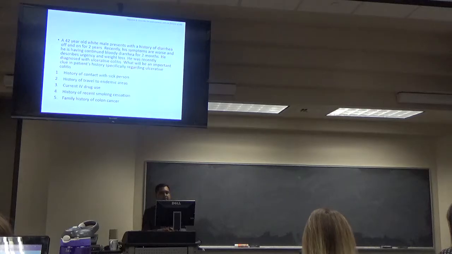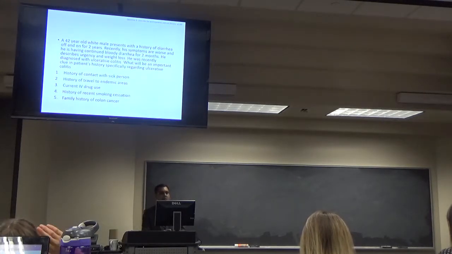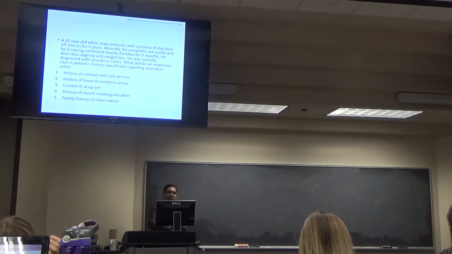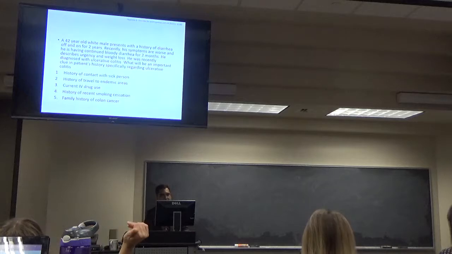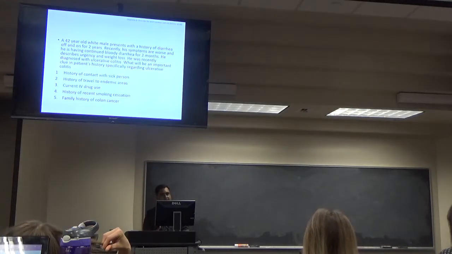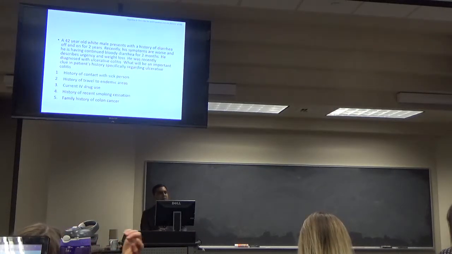A 42-year-old white male presents with a history of diarrhea off and on for 2 years. His symptoms are worse now, with bloody diarrhea for 2 months. He described these symptoms as urgency and weight loss. He was recently diagnosed with ulcerative colitis. What will be an important clue in patient history, specifically regarding ulcerative colitis?